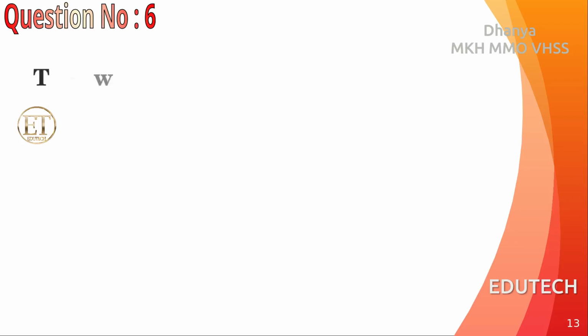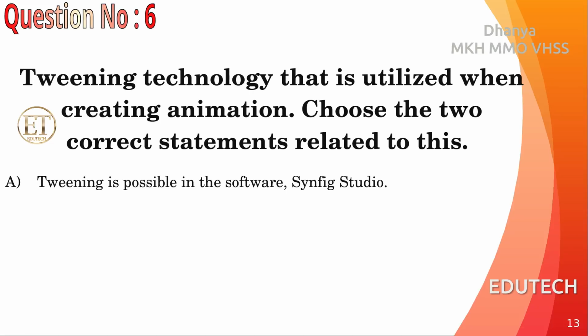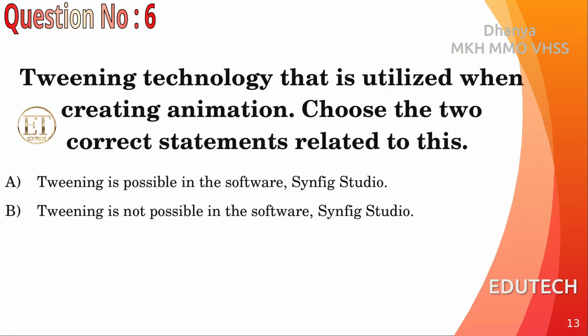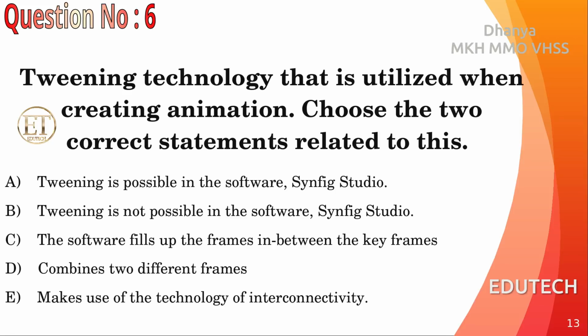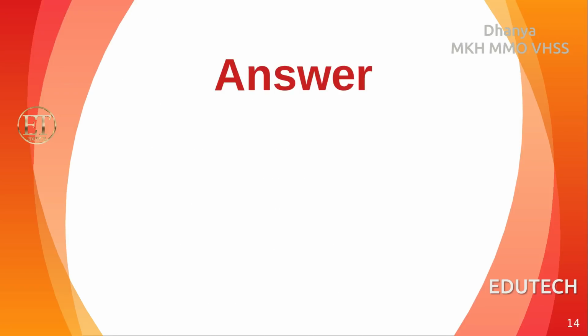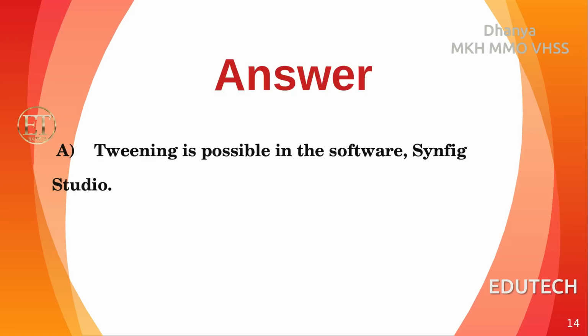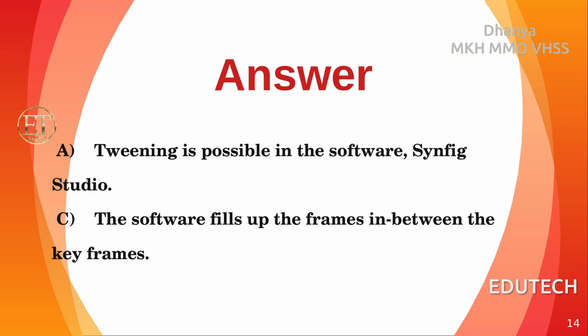Question number 6. Tweening is a technology that is utilized when creating animation. Choose the 2 correct statements related to this. A. Tweening is possible in the software Synfig Studio. B. Tweening is not possible in the software Synfig Studio. C. The software fills up the frames in between the keyframes. D. Combines 2 different frames. E. Makes use of technology of interconnectivity. Answer: A. Tweening is possible in the software Synfig Studio. C. The software fills up the frames in between the keyframes.